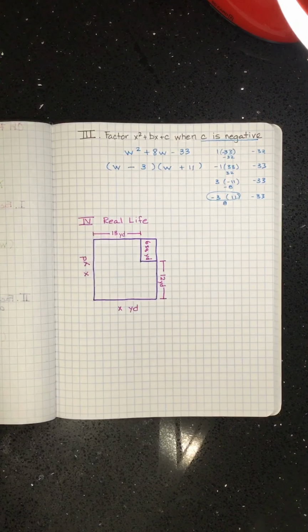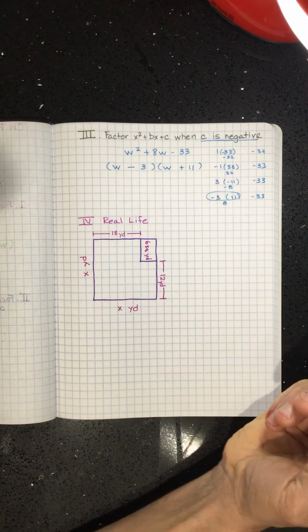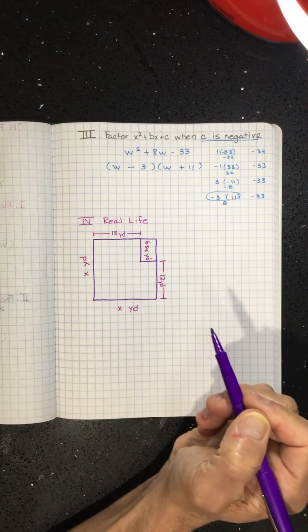Hi Algebra, this is going to be the last part of Chapter 7, Section 7. This is the word problem. I actually sort of like this one. I always like things that have to do with diagrams.